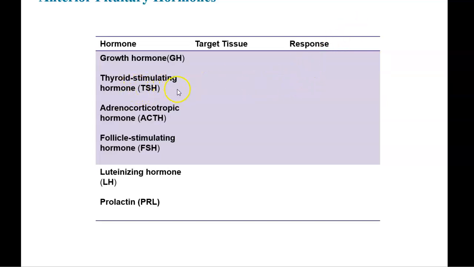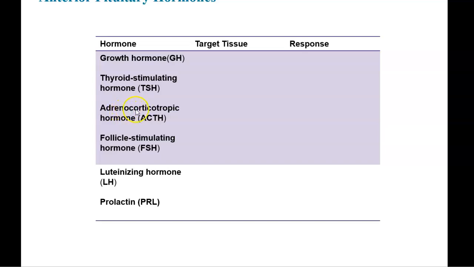The thyroid stimulating hormone, the target tissue would be the thyroid gland, and this stimulates the gland to release thyroid hormone. So thyroid hormone and thyroid stimulating hormone are not the same thing. This hormone stimulates the release of thyroid hormone.